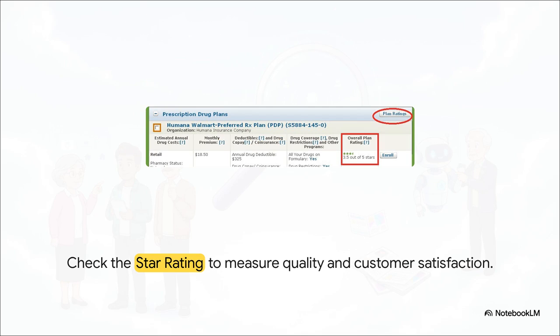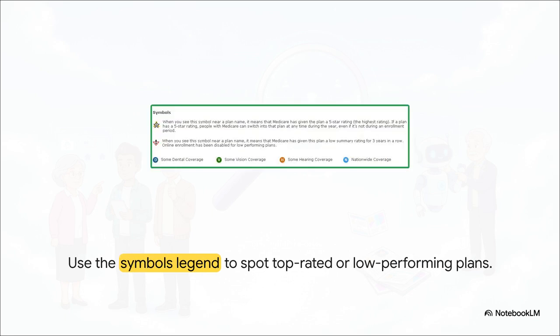I always remind folks to look really closely at the star rating shown right there on the results page. Medicare assigns these star ratings from 1 to 5 based on real customer satisfaction, actual quality, and how well the plan performs overall. It is absolutely vital to factor this into your decision. Trust me, you do not want a cheap plan if it comes with terrible customer service when you actually need medical care. To make this even easier to spot at a glance, the tool uses a very helpful symbols legend.